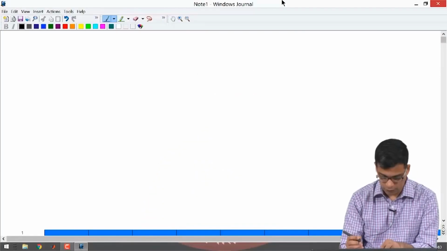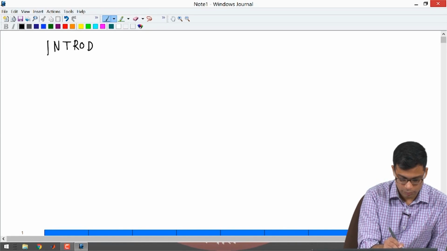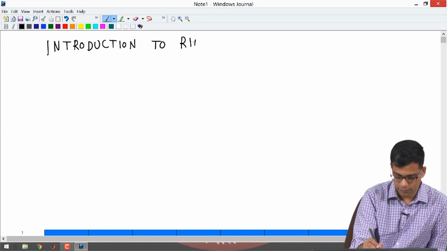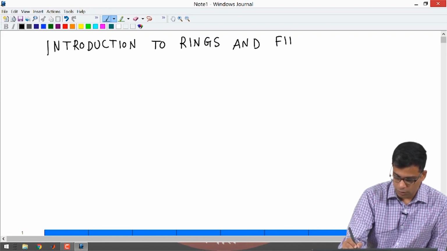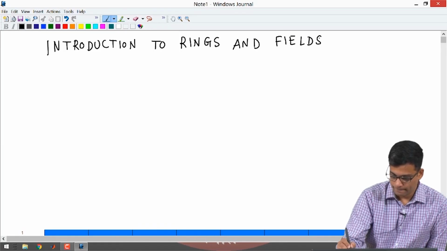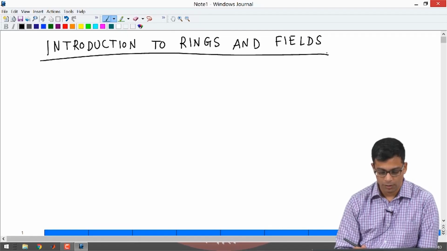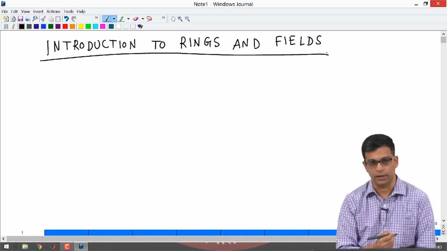I work in Chennai Mathematical Institute, and in this 8-week course we are going to learn basics of rings and fields. Course title is Introduction to Rings and Fields. So rings and fields are algebraic objects which have some operations on them satisfying certain properties.